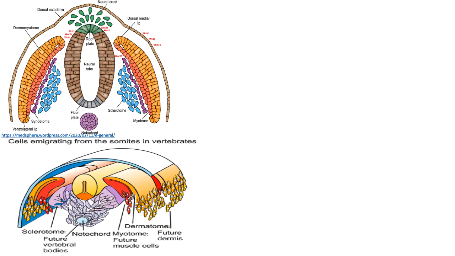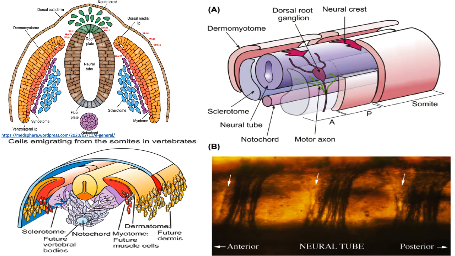So here you can see how those cells are gradually migrating. You can see the sclerotome in purple going to surround the notochord as well as the neural tube, and then you can also see the red myotome dissociating and going round as well. And then you also see the dermatomes, which give rise to the dermis, also dissociating and lining just below the ectoderm. So this diagram is showing you that as well.